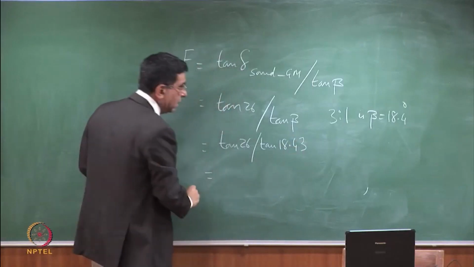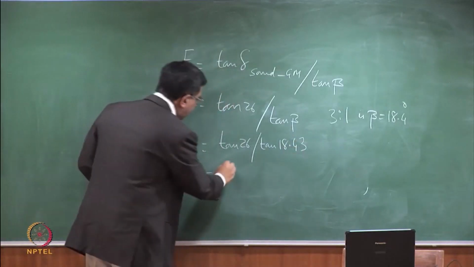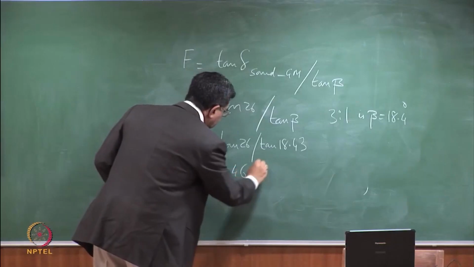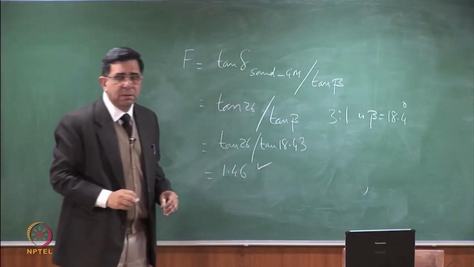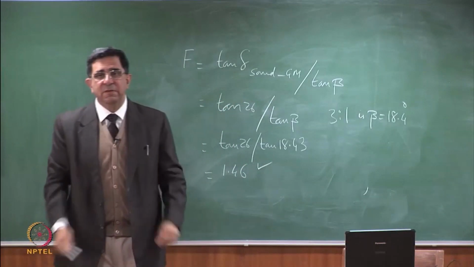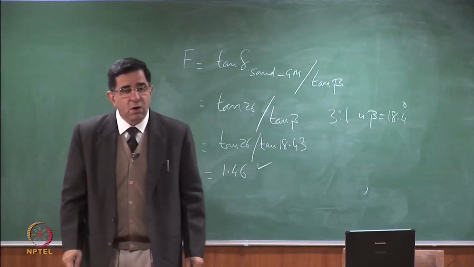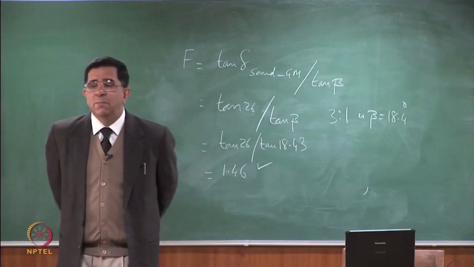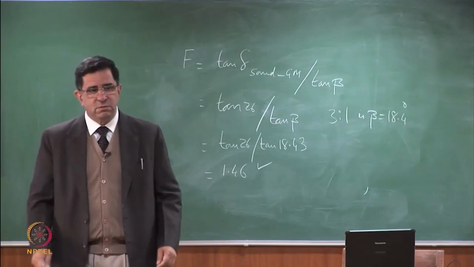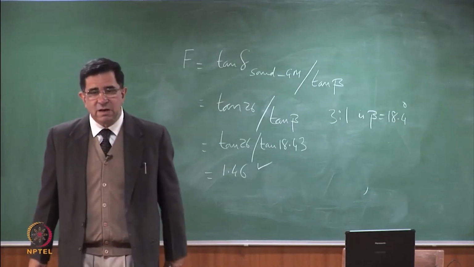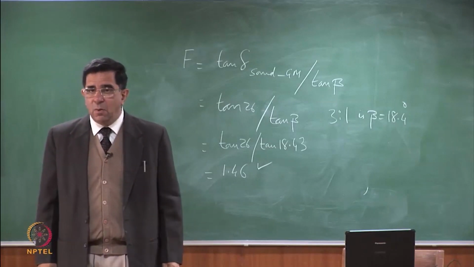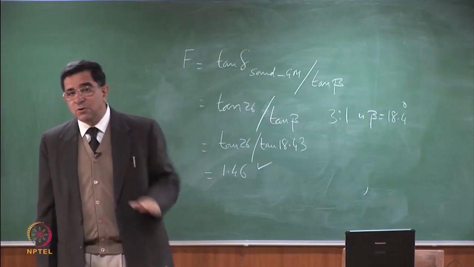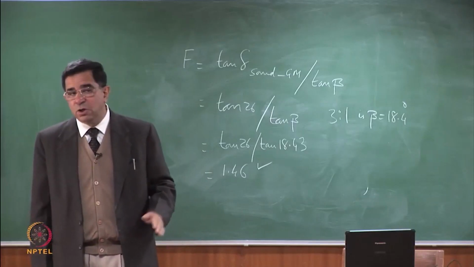Pardon? 1.46. Is this acceptable? What is the acceptable factor of safety? 1.5. It's almost 1.5. So for the purpose of this class, we can say this is acceptable. Now what I want to know is, is it going to slip below the geomembrane?